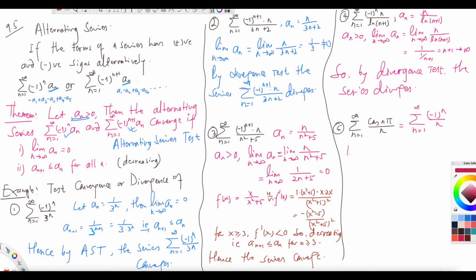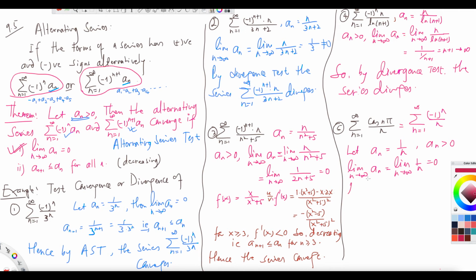Okay, so what I'm going to do is let a sub n equal 1 over n, because we want to write it in that format, right? So that will be the alternating series. So a sub n is 1 over n, except for the negative 1 to the n. So is a_n positive for n starting from 1? Yes, a_n is positive. How about the limit? The limit as n tends to infinity of a_n is the limit as n tends to infinity of 1 over n, which is 0. So the first condition is satisfied.